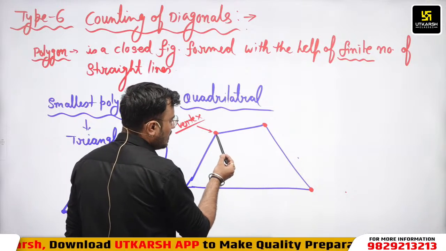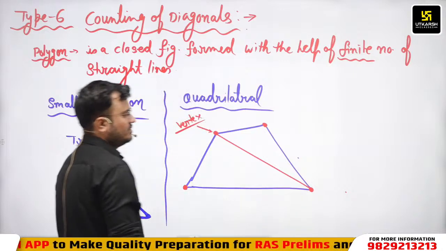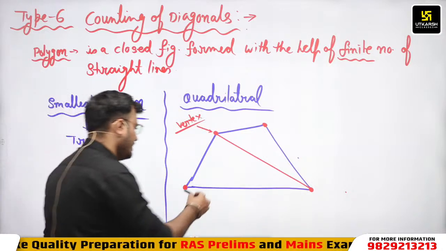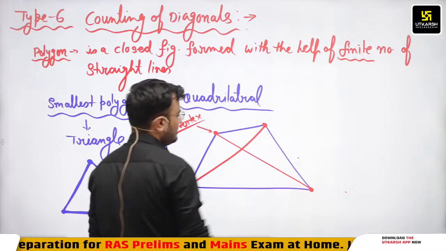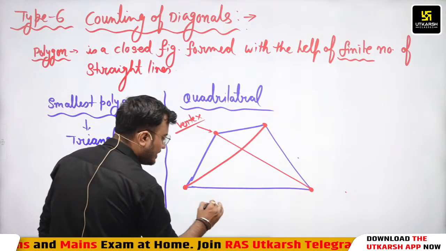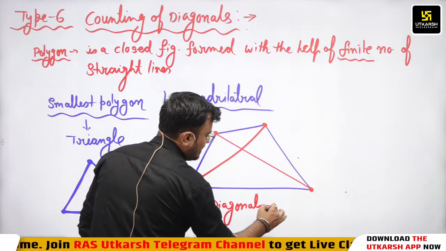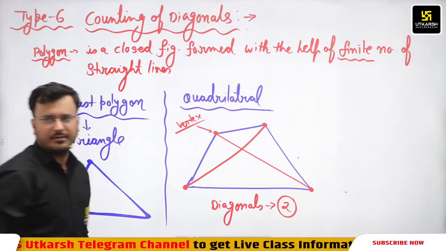So now you are able to see, if I am joining these 2 vertices, there is one more straight line we can form. And similarly, if we are joining these vertices, there is one more straight line we can form. So how many diagonals are there? In this figure, 2 diagonals are there.